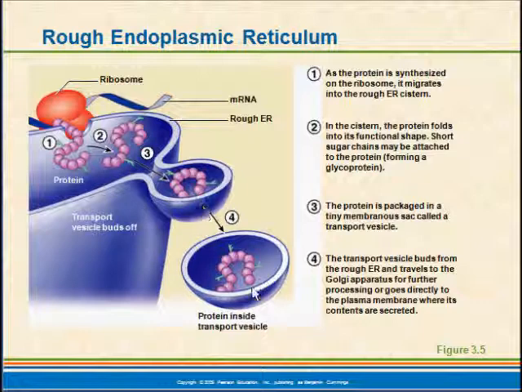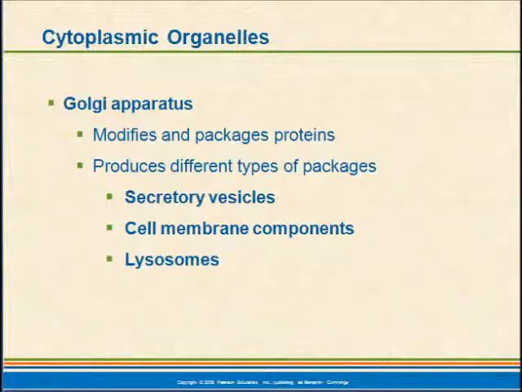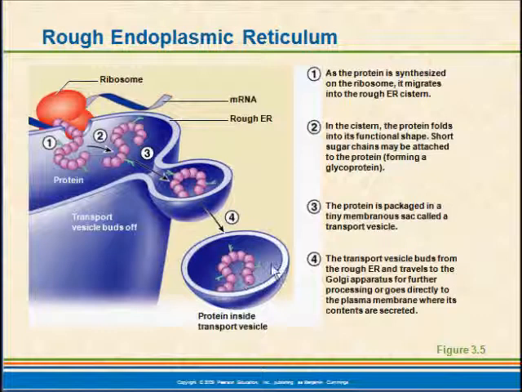And the elsewhere that it gets shipped out to is a structure called the Golgi apparatus. Now, the Golgi apparatus modifies and packages these proteins, and it produces several different types of packages. So this stuff is an incomplete component that gets shipped to here to be modified.